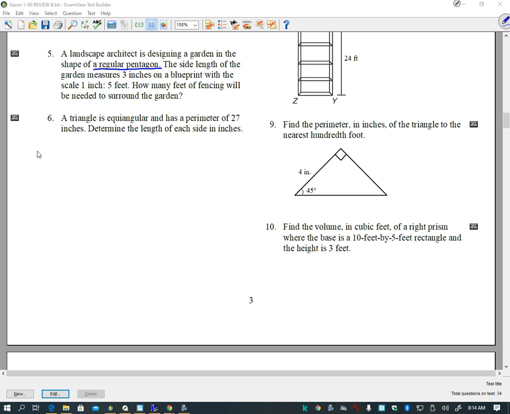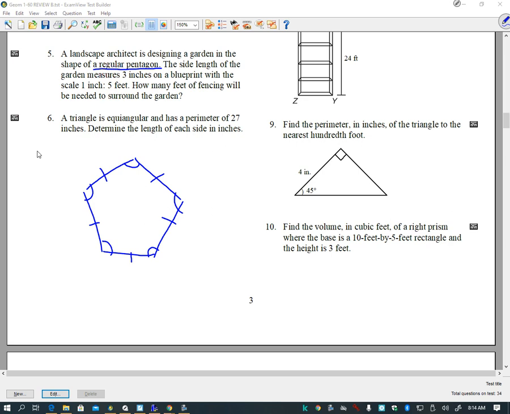The other part, though, says pentagon, so not a square. A square would be an example of a regular quadrilateral. Does that make sense? So we want to draw something that we know the rules to. Even if we don't draw it exactly perfectly, we know that the side lengths are all the same length. We know that the interior angles are all the same. Does that make sense? Okay.